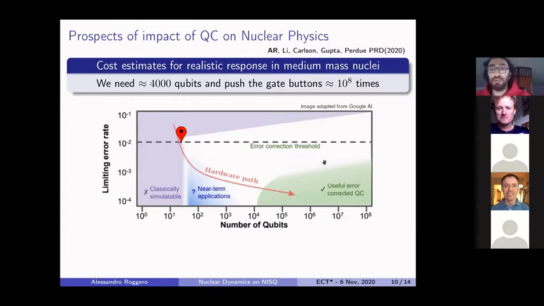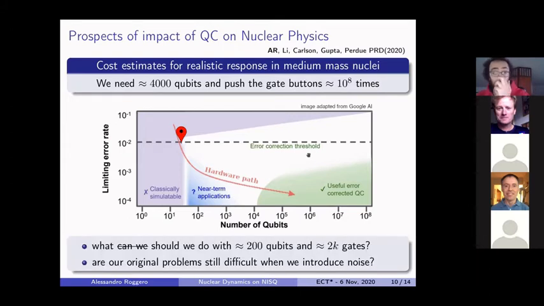Okay, so some of the other questions I want to ask you are: given the fact that in a few years we will be able to have, say, about 200 qubits and about 2,000 gates, what can we, or better, what should we do with a machine like that? Okay, we won't be able to compute the response function of argon. So what should we do with that?